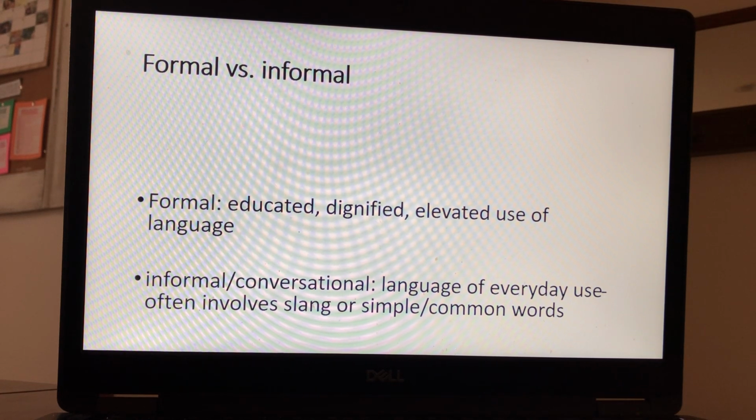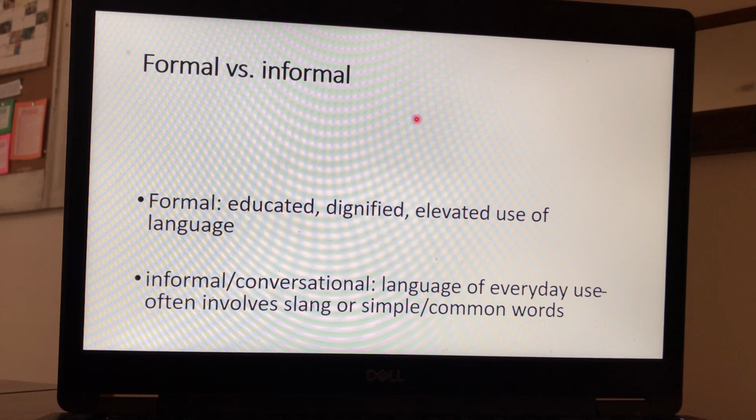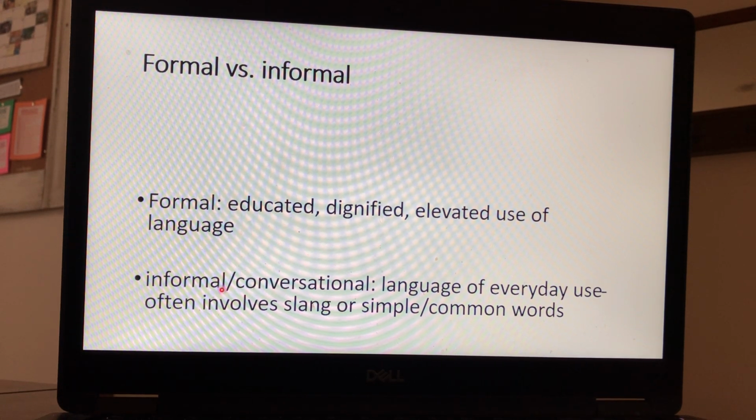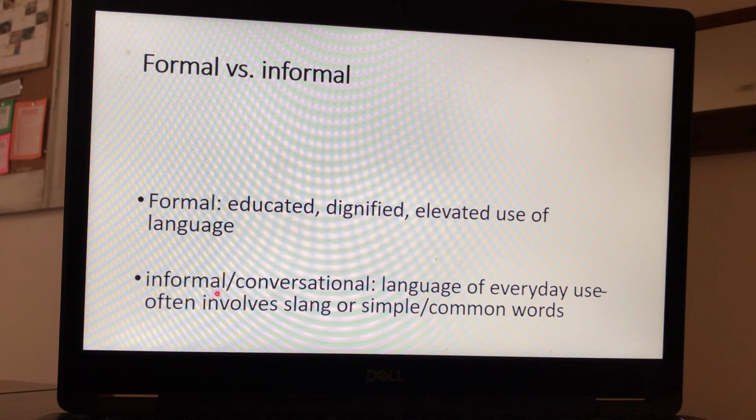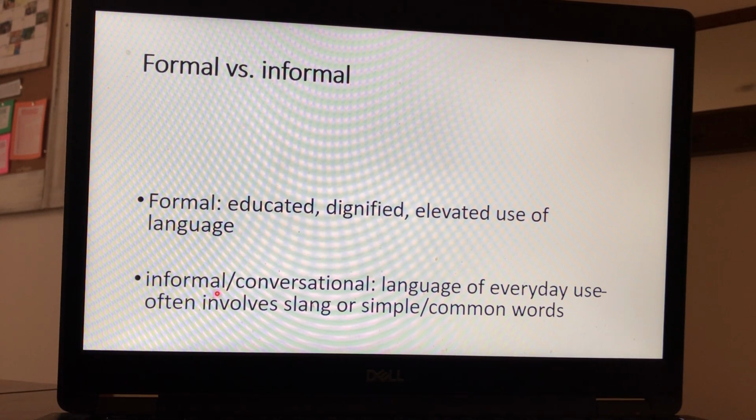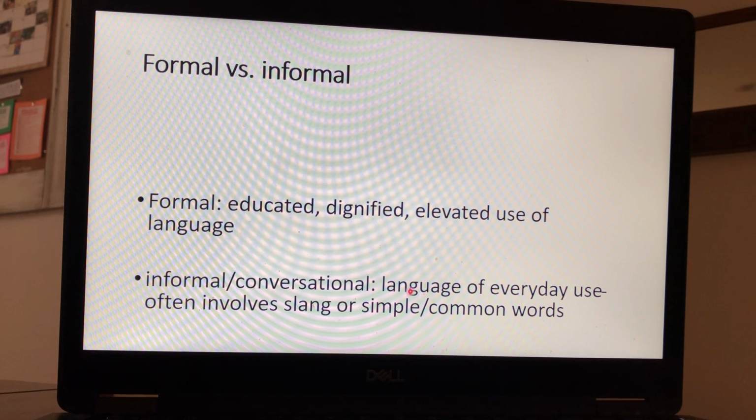Formal versus informal, we've used this quite a bit. This is pretty straightforward. Formal diction is very educated, dignified, elevated use of language. Informal or conversational diction isn't necessarily a bad thing. I want to push that forward. It just means they're choosing to use that for their audience for some reason. Figure out what it is, right? It's more the language of everyday use. It involves slang or simple or common words.